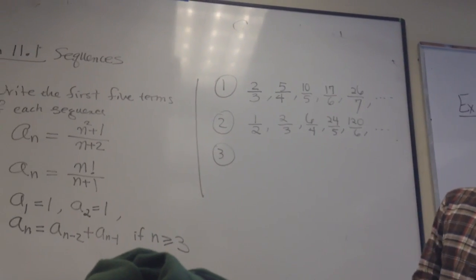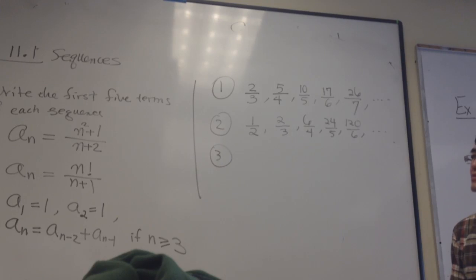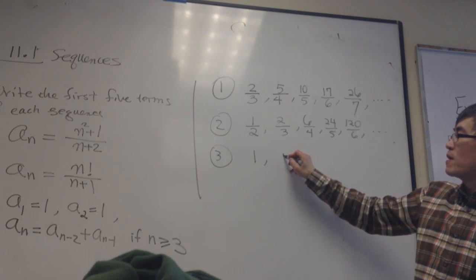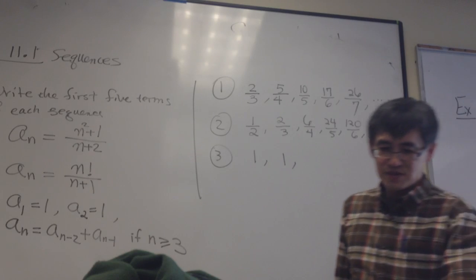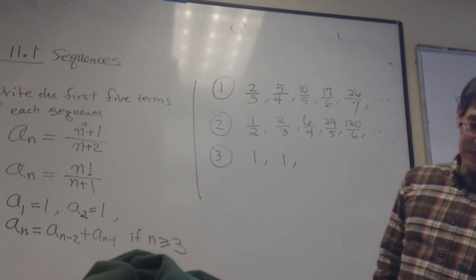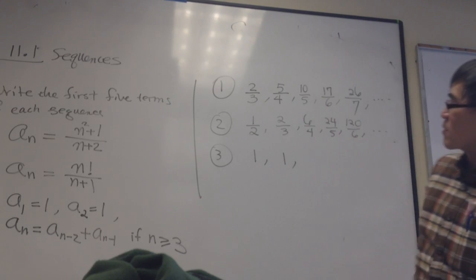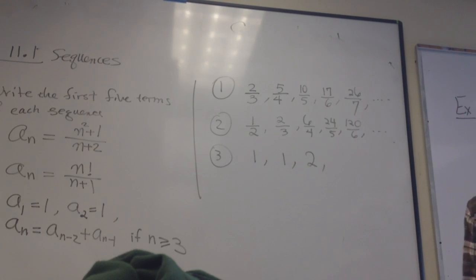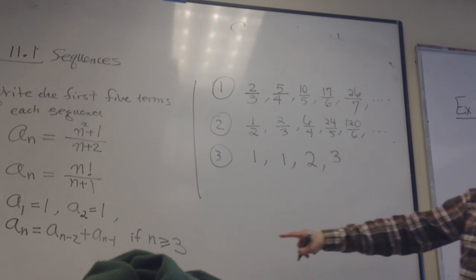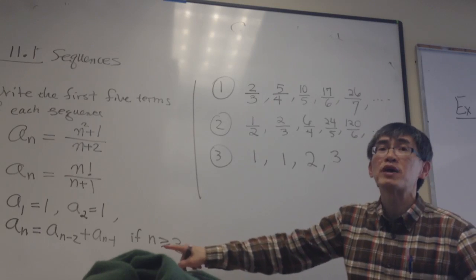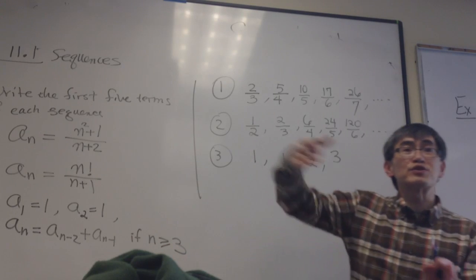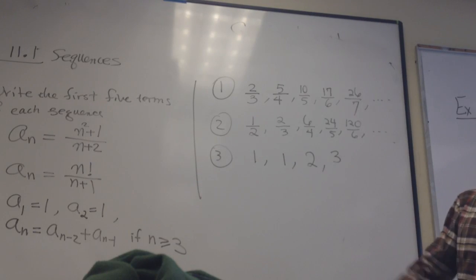Number 3. First term is 1. 1 as well, right? What is the next one? 2. What is this term? Next one? 3. Because according to this, starting the third term and onwards, the nth term is the sum of the previous 2 terms. Right? That's what it's trying to say.